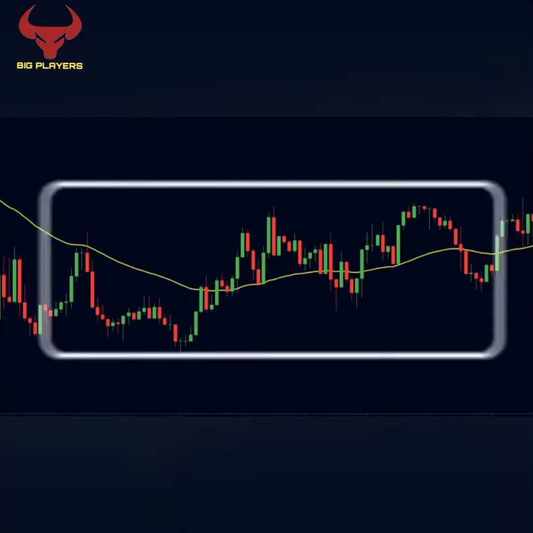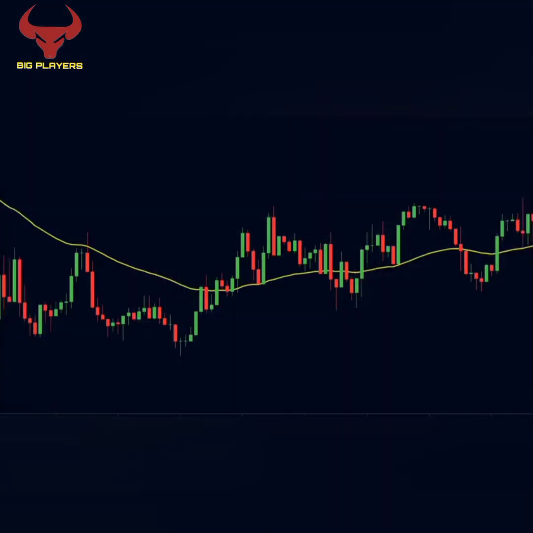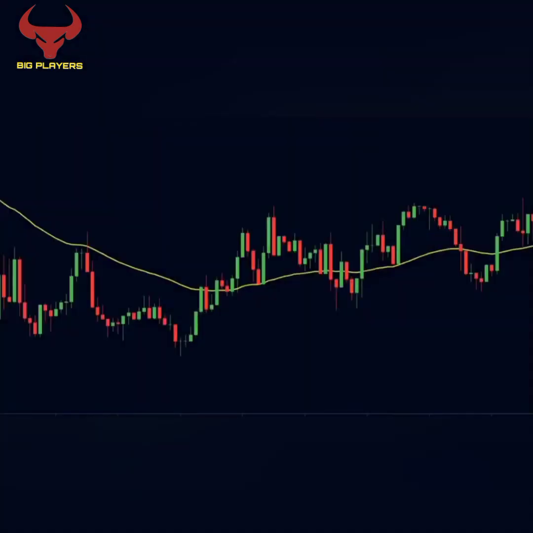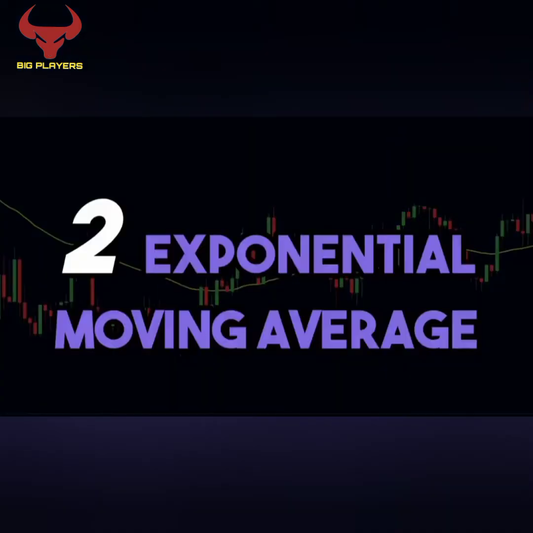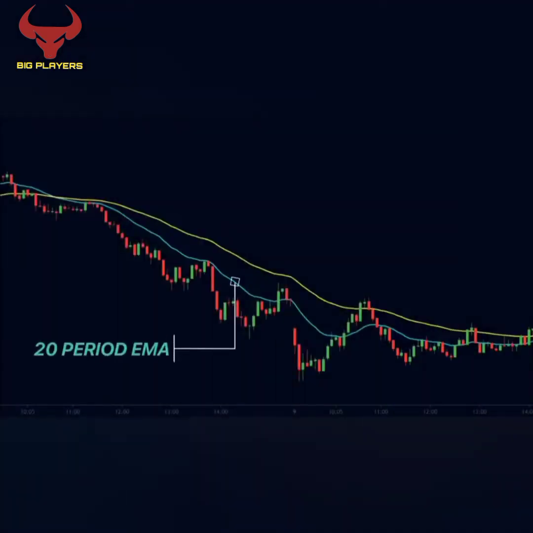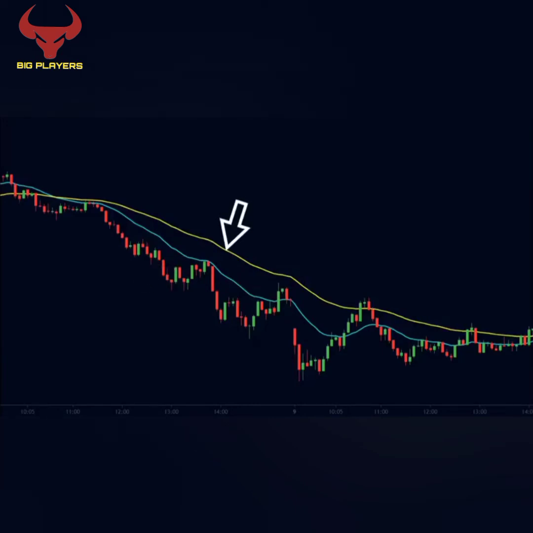And when the price is moving around the moving average, and the moving average is flat, the asset will be considered to be in a sideways range. In our strategy, we will use two exponential moving averages. We will use a 20-period EMA and a 50-period EMA. The 20-period EMA is blue, and the 50-period EMA will be yellow. This is the only indicator that we will use in our strategy.